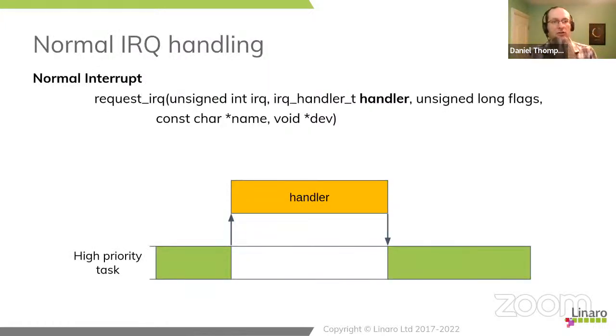So just to visualize it, normal interrupt handling on a system that does not have threaded IRQs looks like this. We've used the request_irq API, we've put in our handler, we have our high priority task, we run the handler, and we go back to our high priority task. That's what you all imagine interrupts to be, I hope.